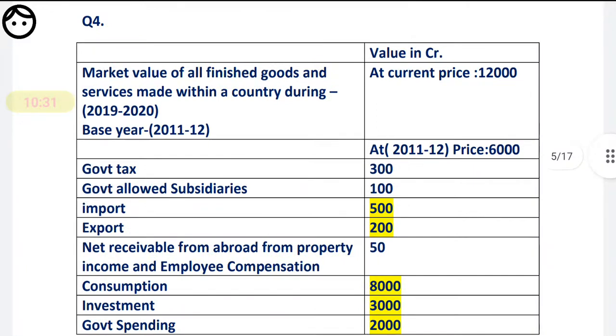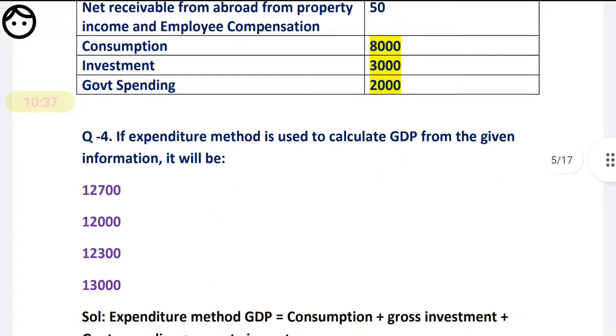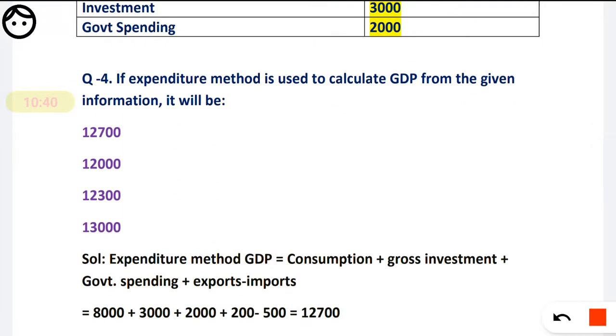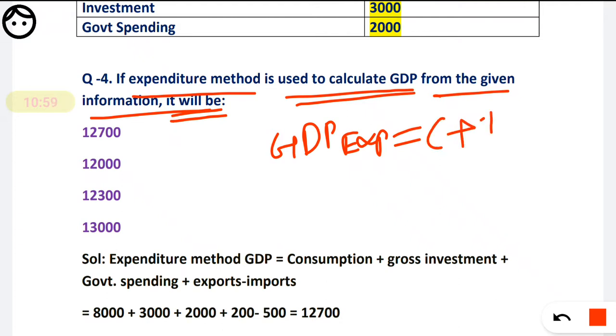The same data, we have to use the same data. Okay, so I am not going to explain that data, but see the fourth question, it is also a very easy question. If the expenditure method is used to calculate the GDP from the given information, it will be. So basically we have to find the GDP by the expenditure method. So what is the formula for the expenditure method? It is C plus I plus G, plus export minus import. Okay, this is a very easy and basic formula for the expenditure method.